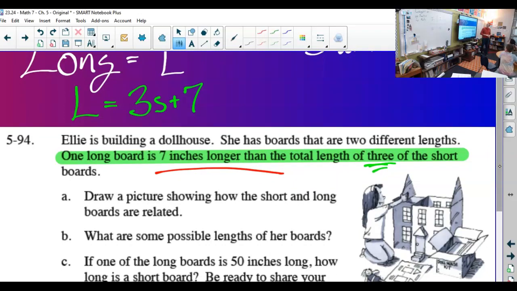It could go either way. Now, 3S plus 7 is slightly better, just because as you get deeper in math, it's better to write it with the variable number first.